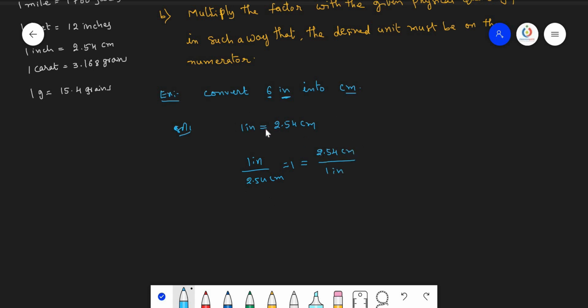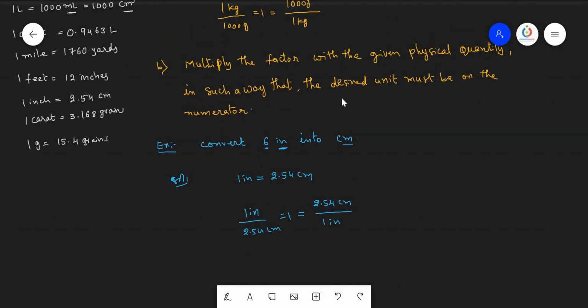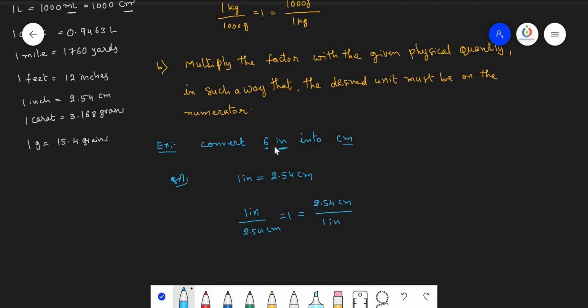So these steps we have learned in the first rule. In the second point, it is saying that whenever you want to convert a particular physical quantity into another, keep the desired unit in the numerator. I want to convert 6 inches into centimeters, so my desired unit is centimeters. The final answer must be in centimeters. Between these two factors, centimeters are present in the numerator here, so only this factor we shall take. This one we don't take, because here inches are in the numerator.